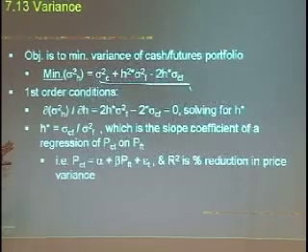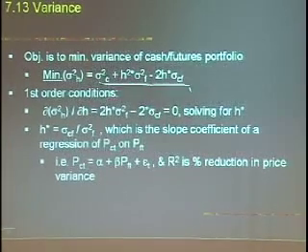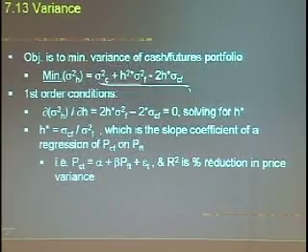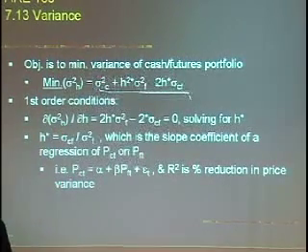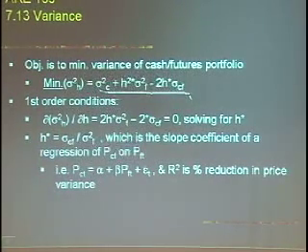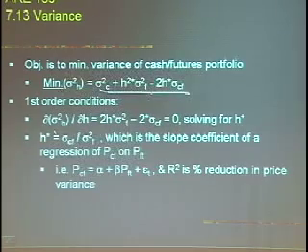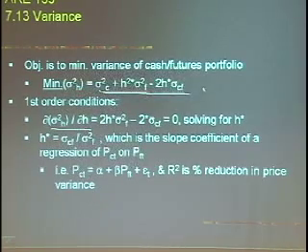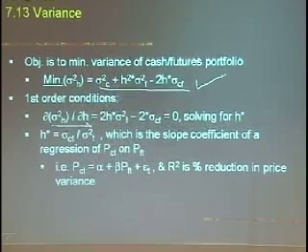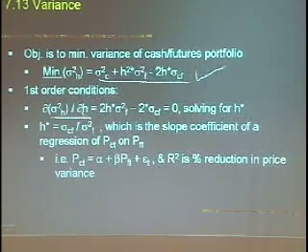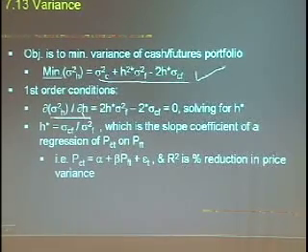And the whole idea, if you're trying to reduce risk, is that's why you're constructing a portfolio. Well, what you want to do is minimize that expression. You want to minimize the risk. So you take the first order condition of this expression with respect to h, because it's h that you're choosing, right? You can set h equal to 1, or you can set h equal to 0.8. It's h that you're choosing. So we take the first order condition with respect to h.